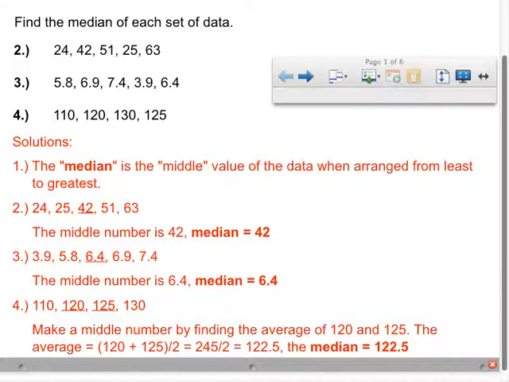In your situation, you said, hey, my middle two numbers were 120 and 122. So the average would be 121.